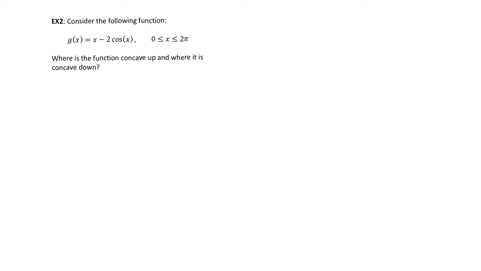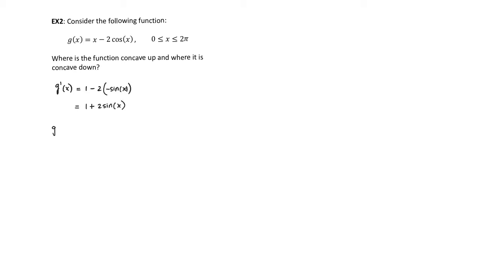In example 2, we're being asked to consider g of x. Now x is between 0 and 2 pi. And they're asking, again, where is the function concave up and where is it concave down? So we're going to find the first derivative. The first derivative will be 1 minus 2 times the derivative of cosine, which is negative sine x. That means that we're going to have 1 plus 2 sine x.